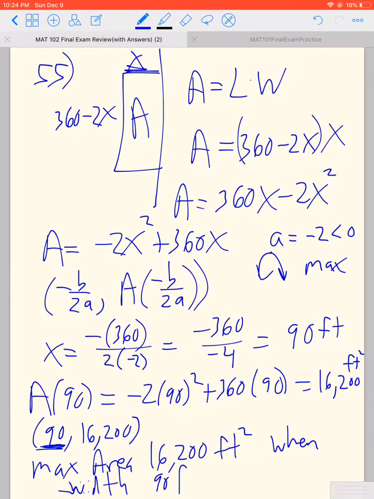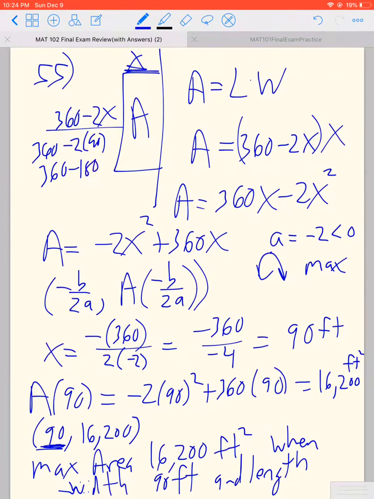So the width would have to be 90 feet, and the length, remember the expression for the length was 360 minus 2x, so it would be 360 minus 2 times 90, which is 360 minus 180, which would be 180. So if we make our rectangle 90 feet by 180 feet, that will give us the largest possible area, and that largest possible area is 16,200 square feet.